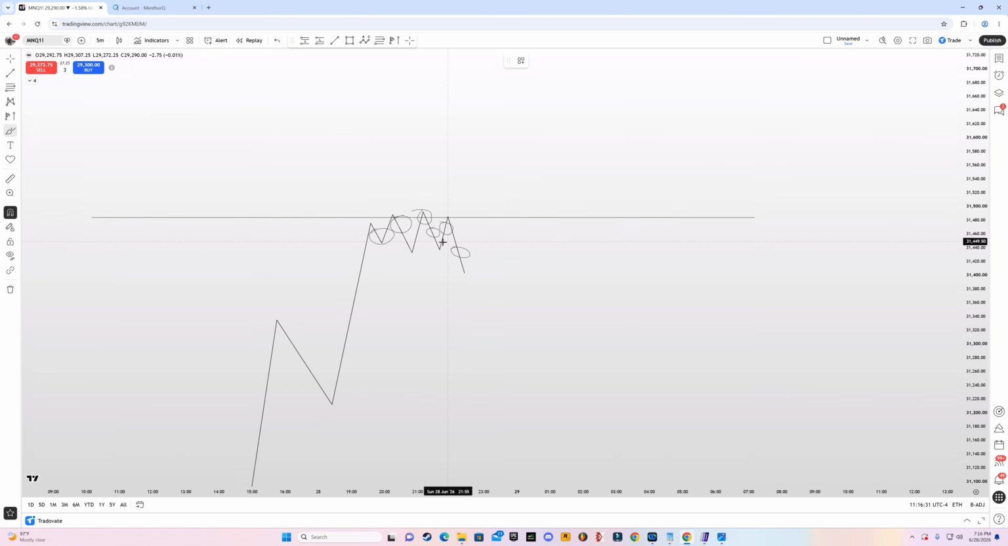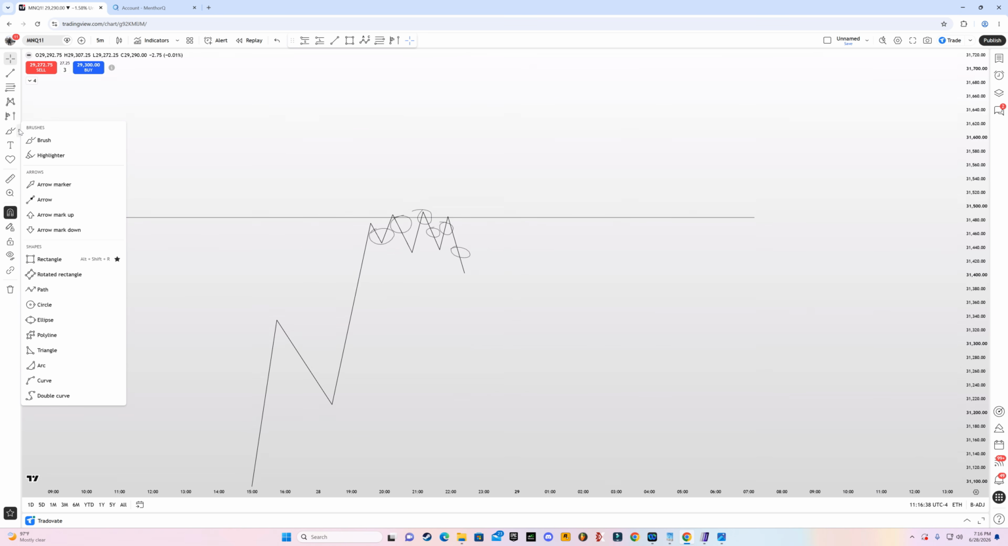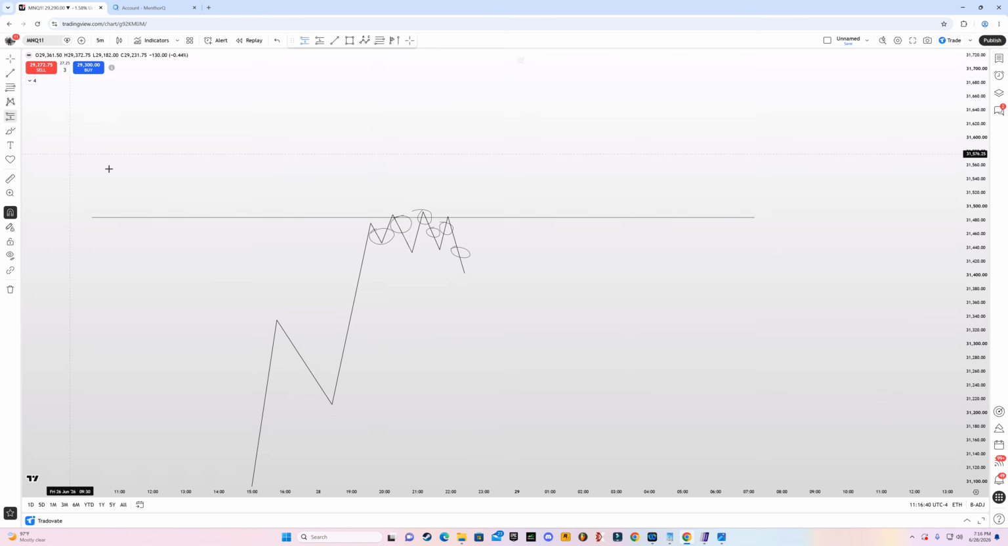And also we need to see price closing below these aggressive buyers. Now, once we have that, guys, this is going to be my highest probability short setup, okay? I'm going to take a short setup at the close of the candle.